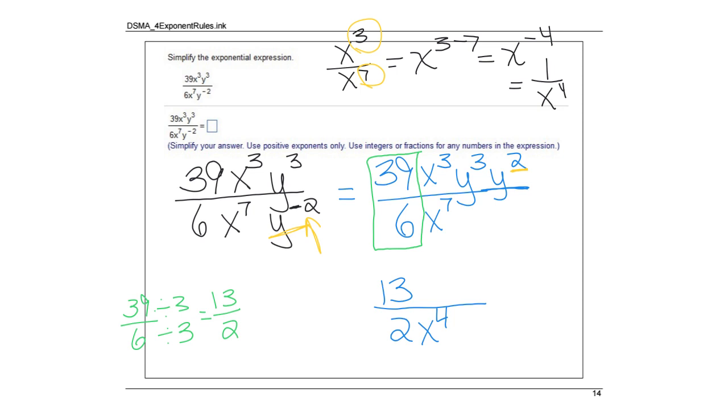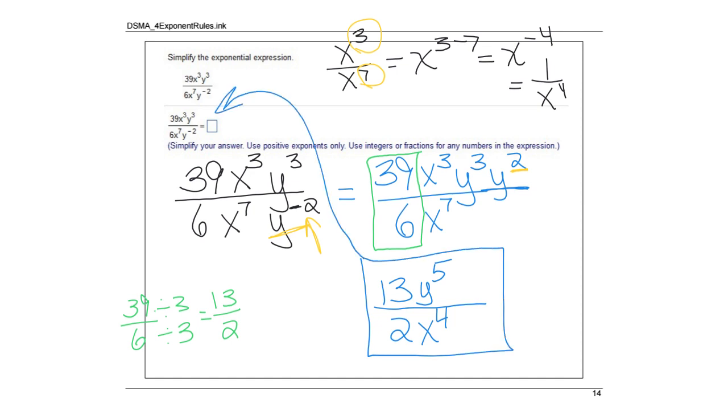Okay, and then finally I have my y's. I have y to the 3rd times y squared. So that would be product rule. And that would give me y to the 5th on top. And then I think I'm done because I can't mix up the x's and y's. Those are different bases. The numbers are as simplified as we can get them. And so we're going to stop right there and put that into our answer box.